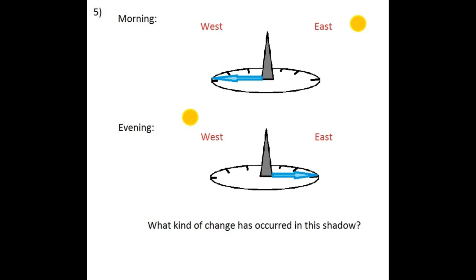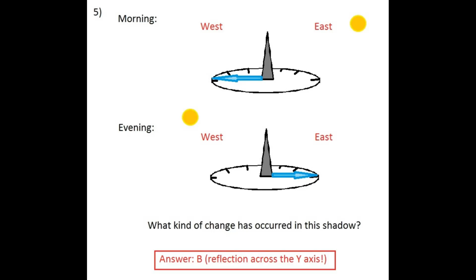If it wasn't a sundial, could it be a mirror? It sure could. So we're looking at a reflection. And this is a reflection specifically across the y-axis. All right? And again, we will talk about that next 9 weeks. So the answer is B.